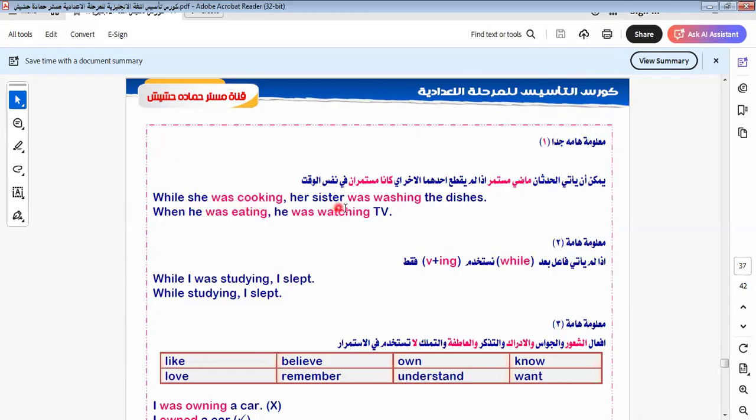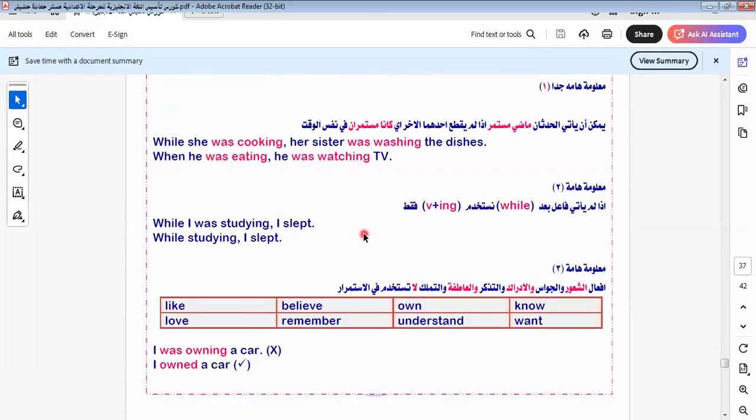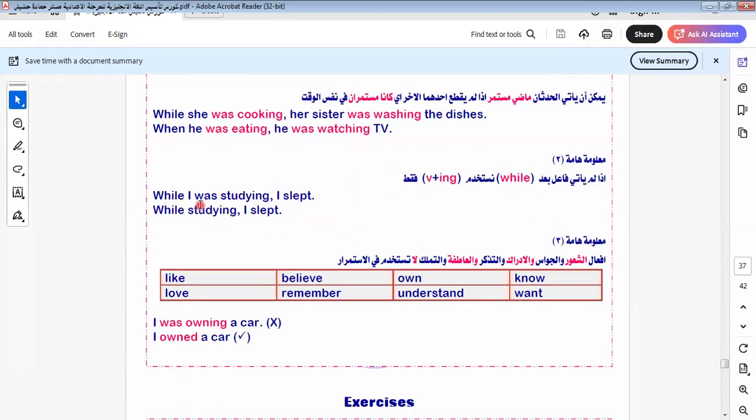While she was cooking, her sister was washing, or he will say her sister washed the dishes. He will put it in the past form. This is a special case, okay? When he was eating, he was watching. I think these are special cases. But here are the formal cases that we see in the exam.